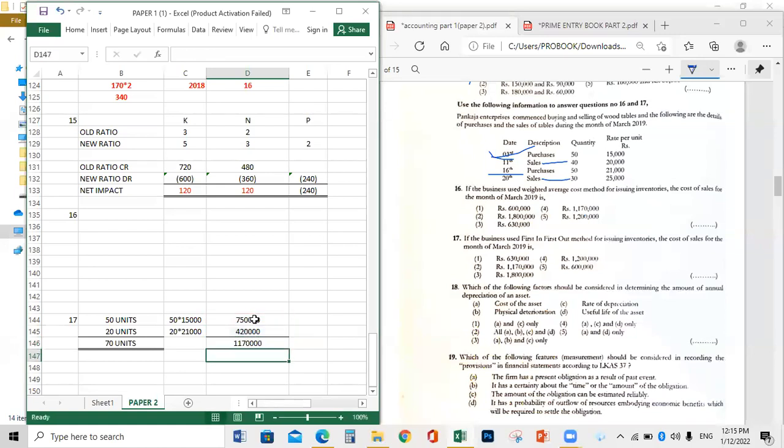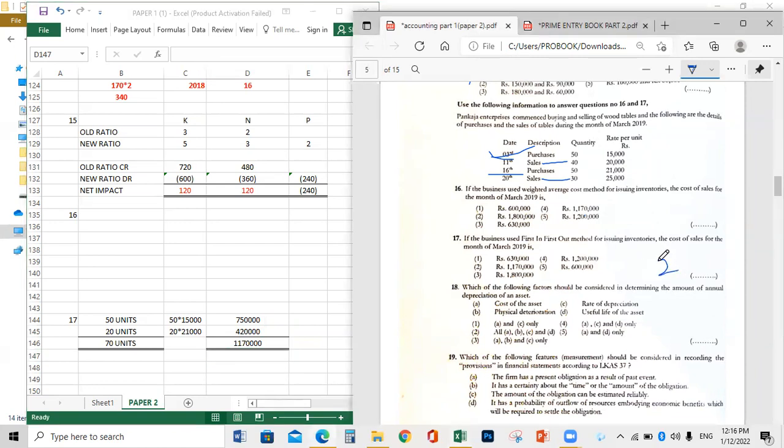So how much is your cost of sales? Your cost of sales is 1,170,000. Answer is the second one. Clear? So guys, if it is first in, first out, please do this easy method.